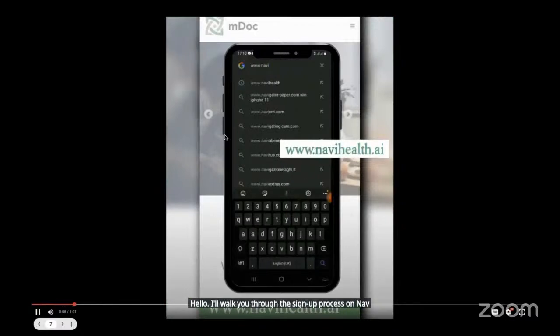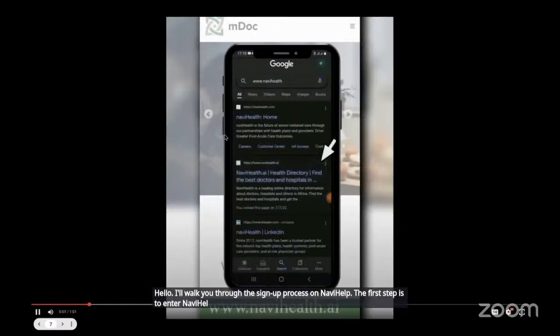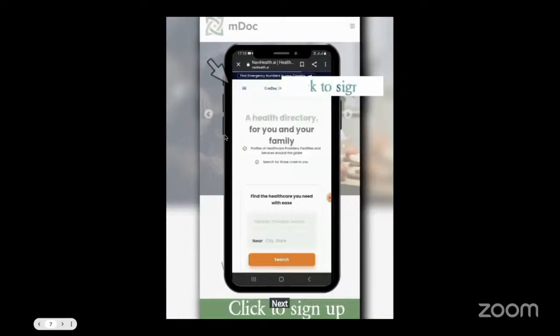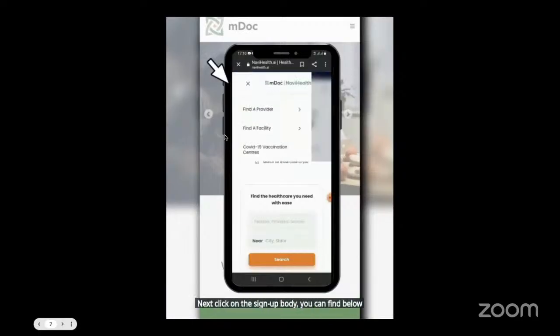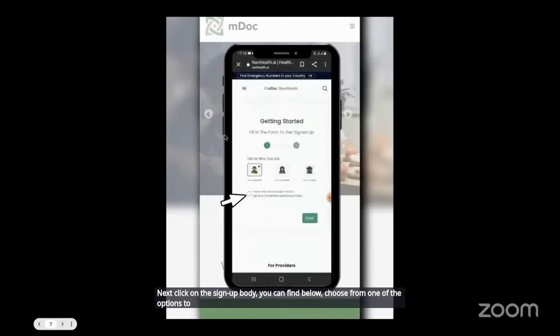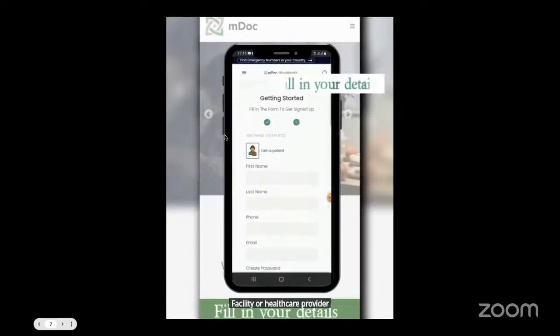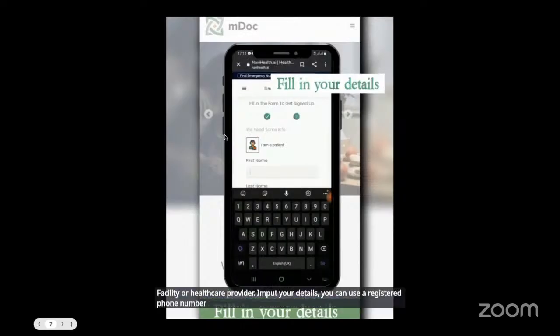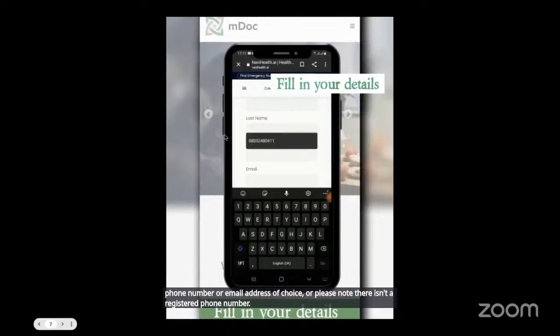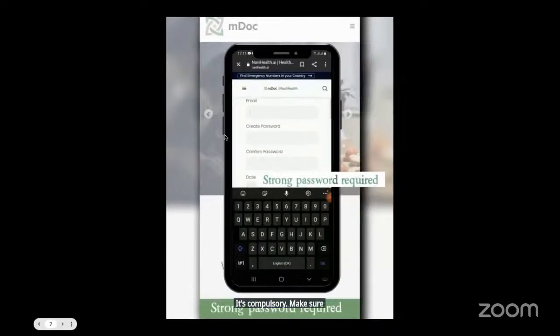The first step is to enter navihealth.ai into your web browser. Next, click on the sign-up button you can find below. Choose from one of the options to register either as a patient, facility, or healthcare provider. Input your details. You can use a registered phone number or email address of choice, but please note that using a registered phone number is compulsory. Make sure to create a strong password.